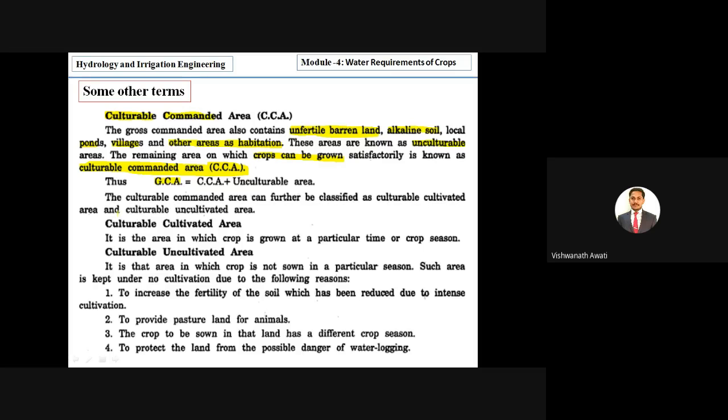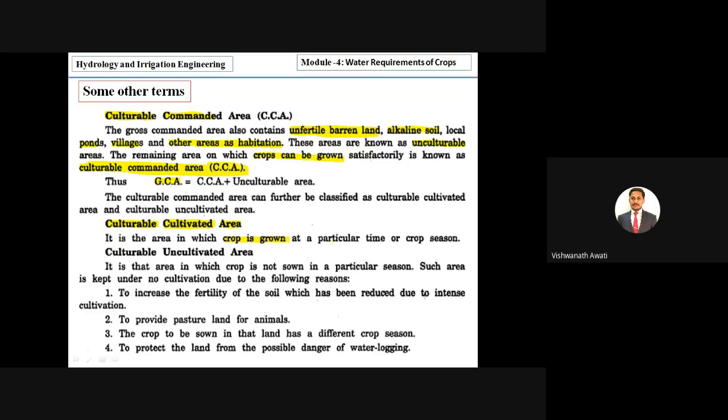Again, it is in detailed discussion, so here you should focus on each word. Now you'll see, culturable cultivated area. We know what we mean by culturable, correct? It means it is good for agriculture, we can make cultivation. And in that period of time it is cultivated, which means cropping is done, or agriculture is underway. That is the area in which crop is grown.